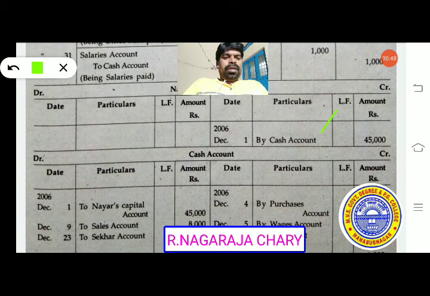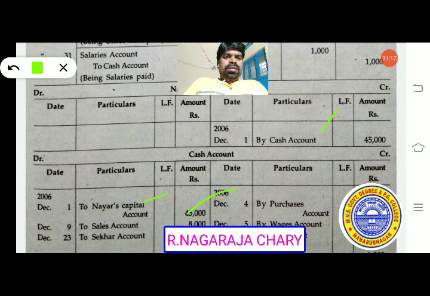In the Nair capital account, you have to write by cash account 45,000 rupees. In the same way, this 45,000 also is to be posted on the debit side in cash account, to Nair capital account, that is 45,000 rupees. So, both aspects are to be posted into concerned ledgers, concerned accounts.